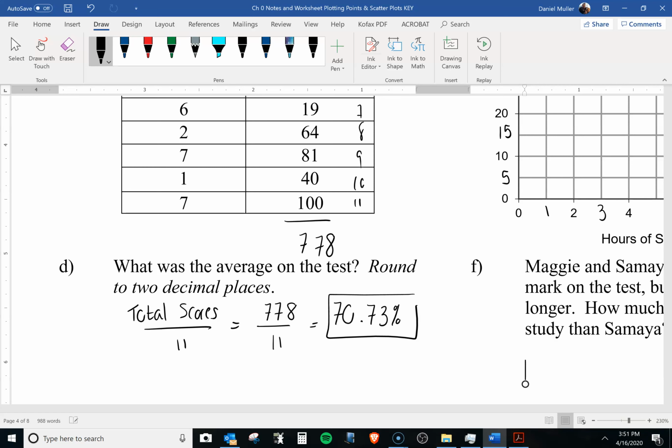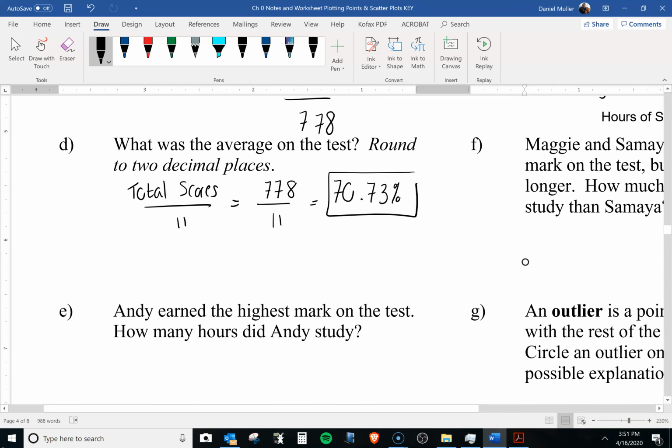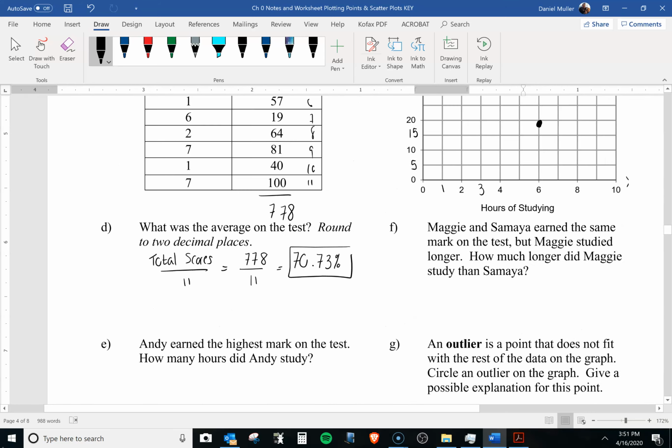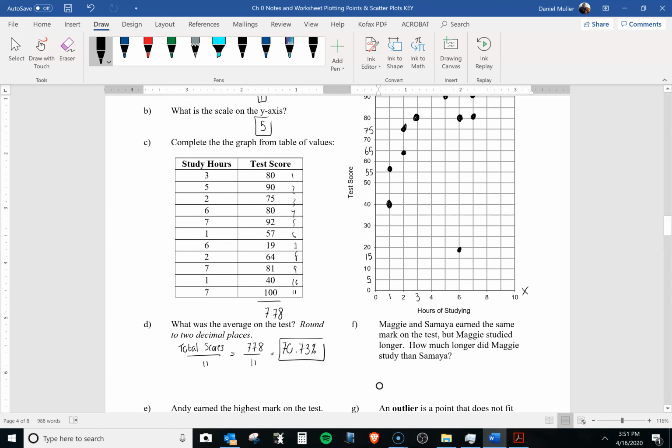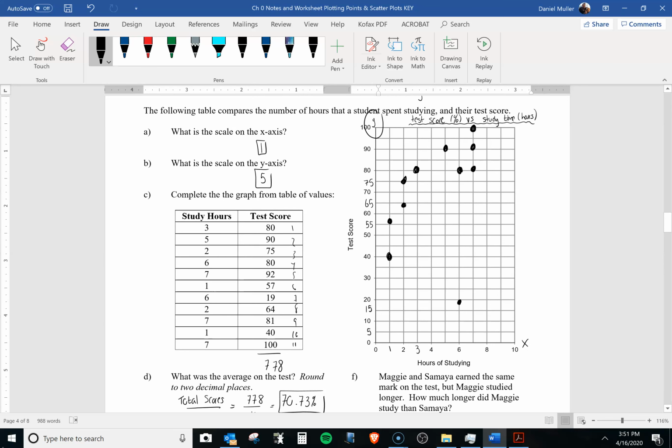So 7.73%. Nice. What is the next question? Andy earned the highest mark on the test. How many hours did Andy study? So then you want to take a look at this. What is the highest mark? So this person got a mark of like 19%. And then the highest, oh, the 100. Someone did get 100. And that must be Andy. It's the only one person who got 100%.